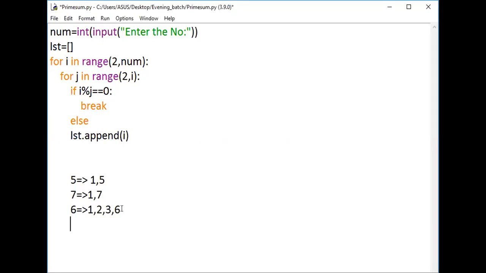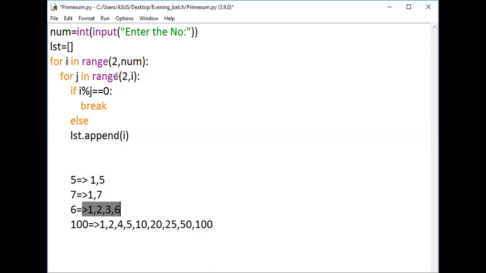The next one, if you take 100, the factors could be 1, 2, 4, 5, 10, 20, 25, 50, 100. So any number which is not a prime number will have more than 2 factors. This is a simple logic, and the same rule we are following here.